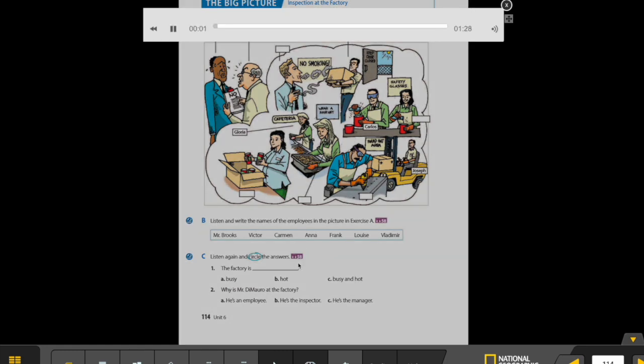It's a very hot summer day. The factory is very busy. Today is a bad day for the factory and for the manager. The manager, Mr. Brooks, is listening to the inspector, Mr. DeMauro. There are many problems in the factory. Mr. DeMauro has a long list of safety violations. Victor is smoking in a non-smoking area. Vladimir's carrying a heavy box.